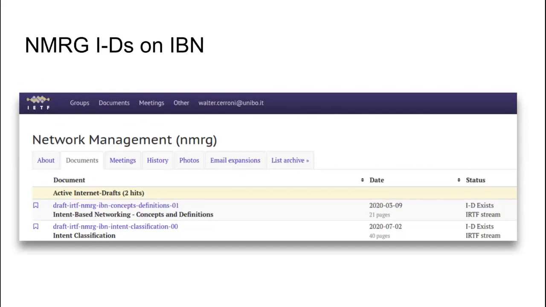So something is moving towards a clear and shared idea of the concepts and the definition. This is especially the first draft, which defines basic ideas on intent-based networks. And there is another draft that is very interesting. It is about intent classification, which tries to sort out what actually is an intent and how it can be applied to different stakeholders, different situations, different levels.